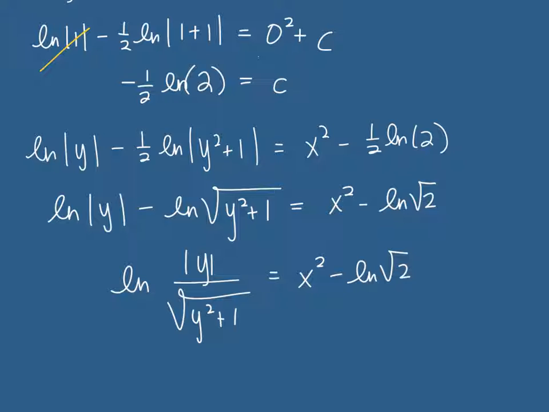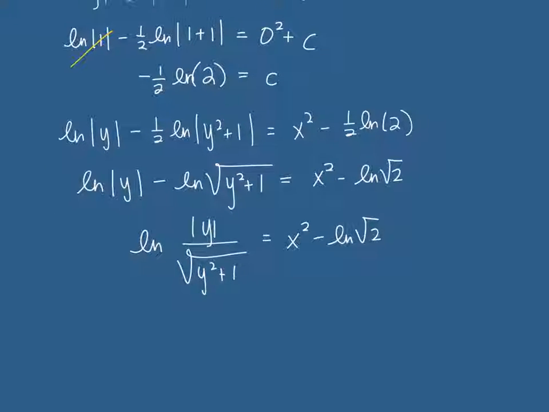Could I get rid of the ln? Yes. How could I do that? Negative ln root 2. And then I could raise it to e, and I could get rid of the ln. There's a lot of other things I could do. I don't need to. Okay, because we're not going to be able to get y by itself, so we'll stop.